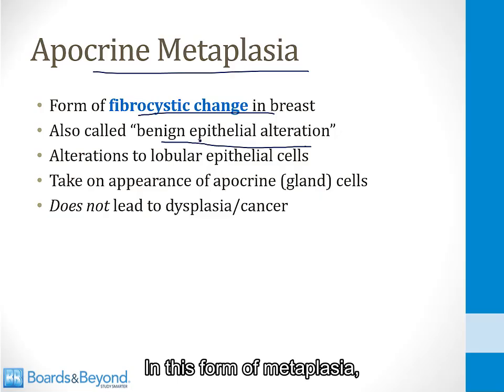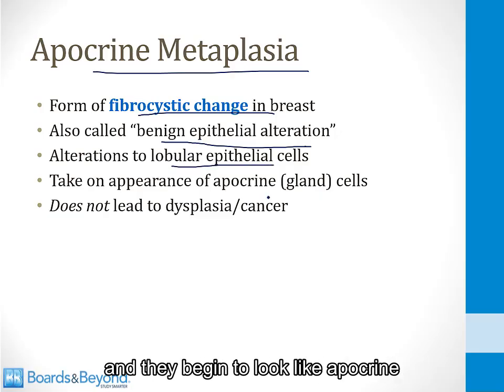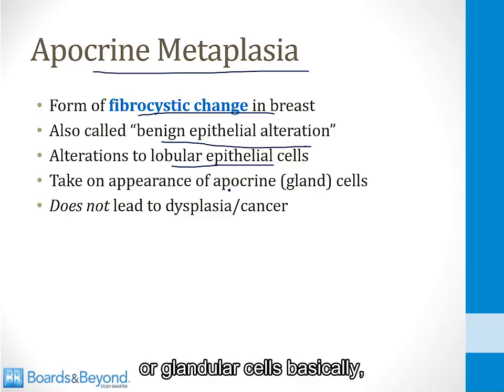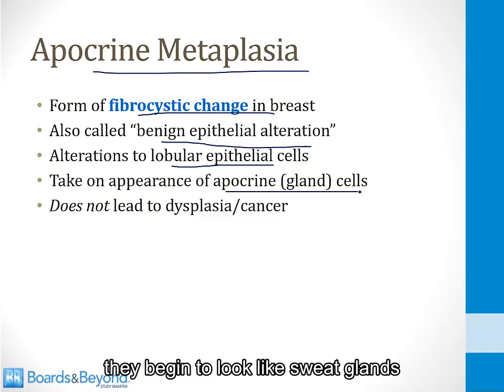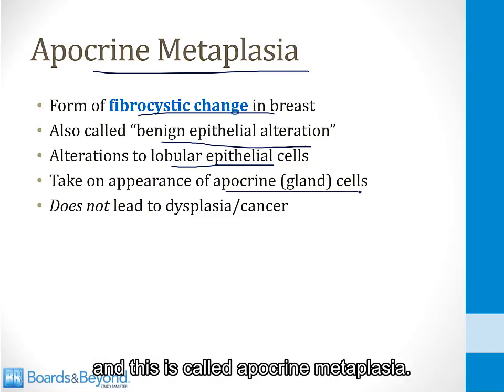In this form of metaplasia, there are alterations to the normal lobular epithelial cells, and they begin to look like apocrine or glandular cells. Basically, they begin to look like sweat glands. They develop an enlarged appearance with eosinophilic staining, and this is called apocrine metaplasia.